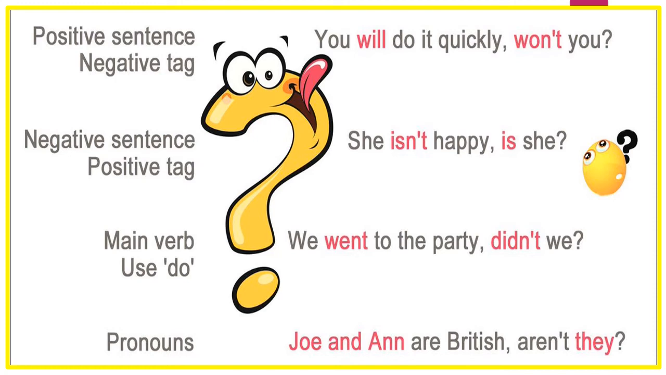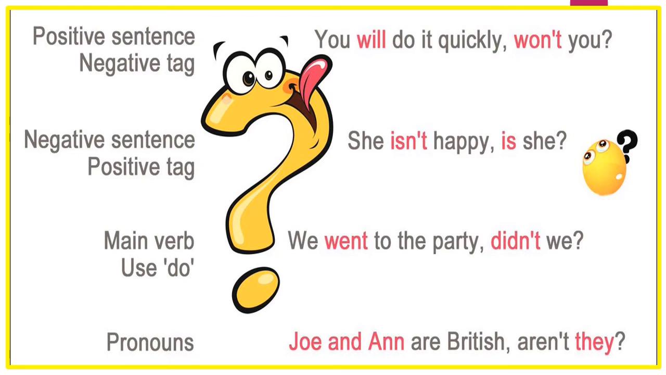Then see the last one. Joe and Anne are British. What is special about this sentence? Yes, here the subjects are given in noun forms, not in pronoun forms. In this case, we have to use the pronoun forms in the question tag.